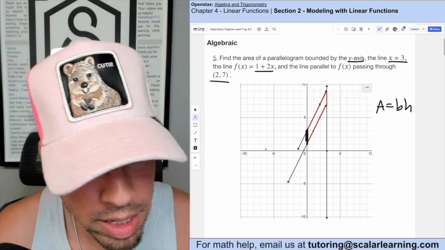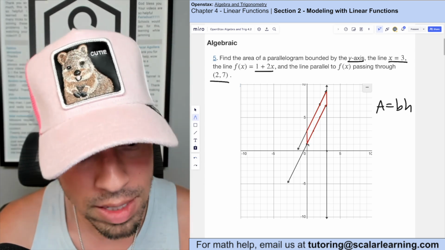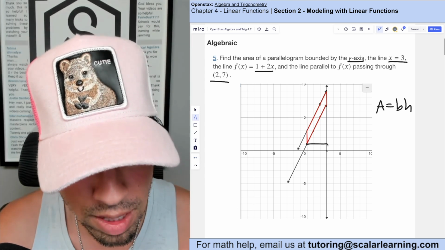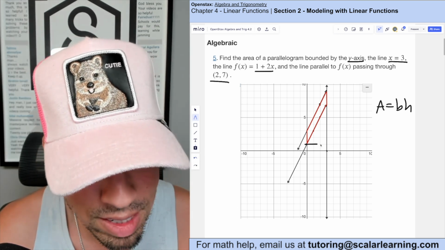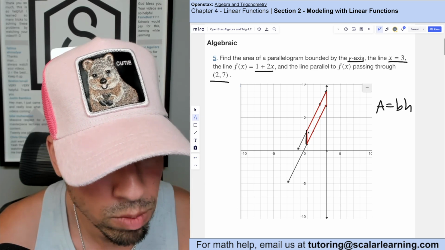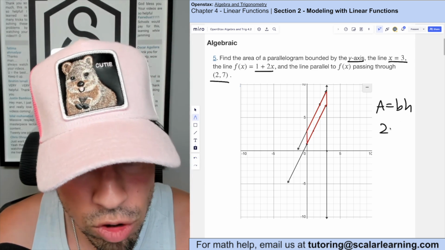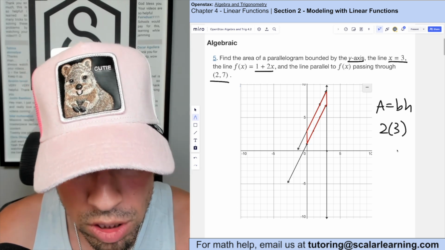The reason why is because it makes it easy to find the height, because the height is that perpendicular length, right? Going straight up, which I can see is clearly 3. And then we've got a base of 2, right? 1, 2, that's that length right there. So to get the area of the parallelogram, it's 2 times a height of 3, which is 6.